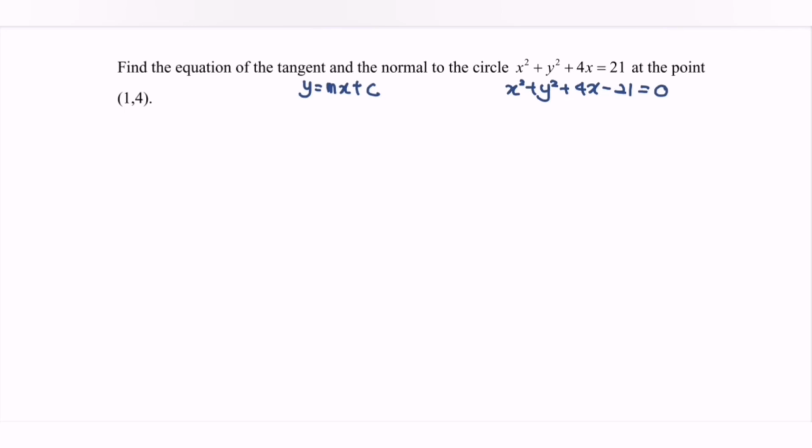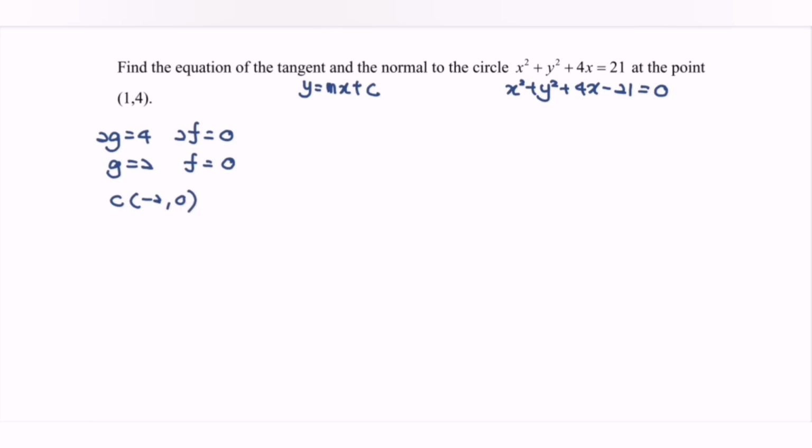Next, what we have to do is to find the center of the circle. Kindly compare the situation. We have 2g is equal to 4, 2f is equal to 0. Next, g will be equal to 2, f will be equal to 0. And we have the center, negative 2 and 0.